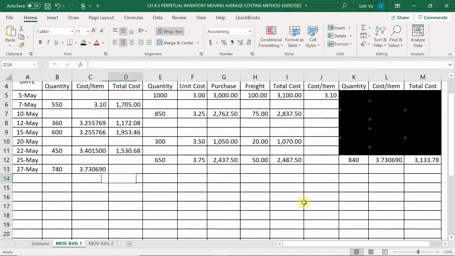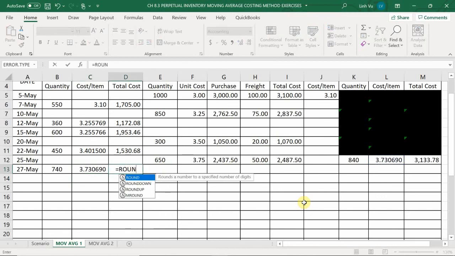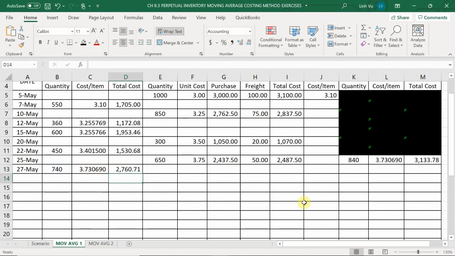3,730,690. Good. Bringing me a total cost of goods sold to be 2,760.866. Okay, so you rounded up too early. I use all the numbers. Or maybe I think there's too many. Yeah, there's too many numbers.